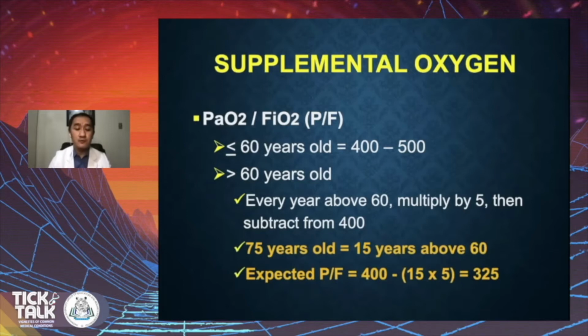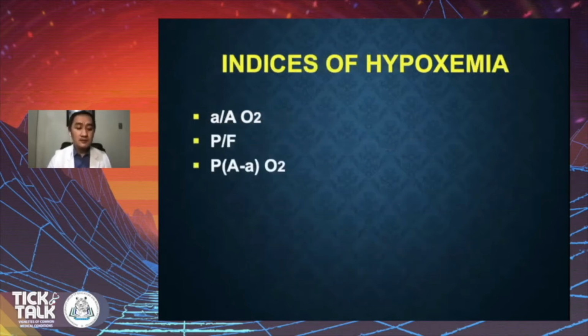For example, if your patient is 75 years old, it's equivalent to 15 years above 60. The expected PF is equivalent to 400 minus 15 times 5, which equals 325. So if your patient is 75 years old, your expected PF ratio is 325. These different indices of hypoxemia are the parameters to prove that the patient is indeed hypoxemic, using several formulas and computations like I mentioned a while ago.